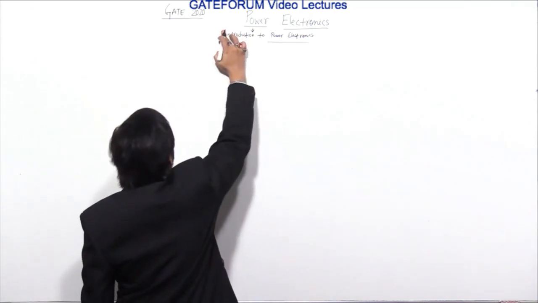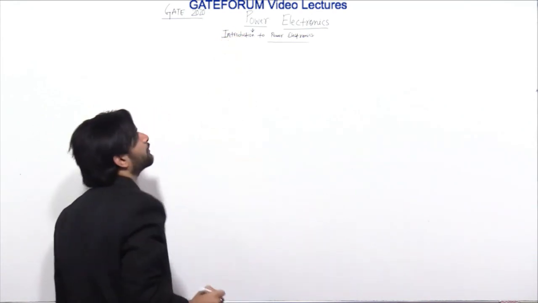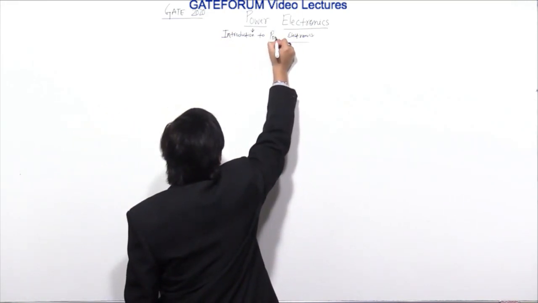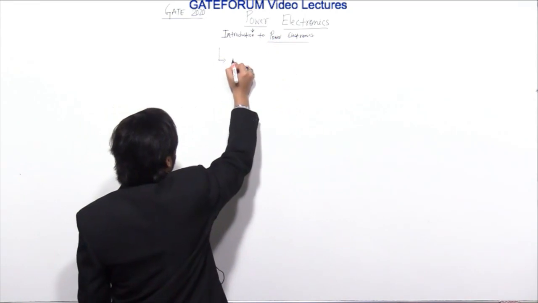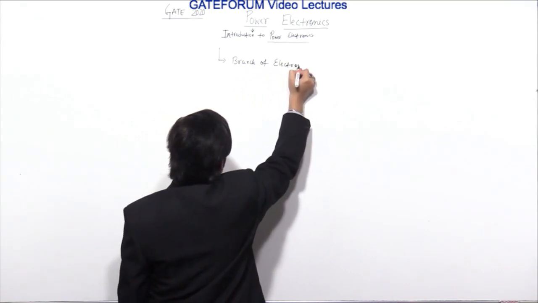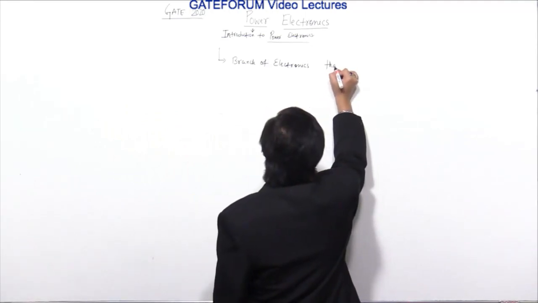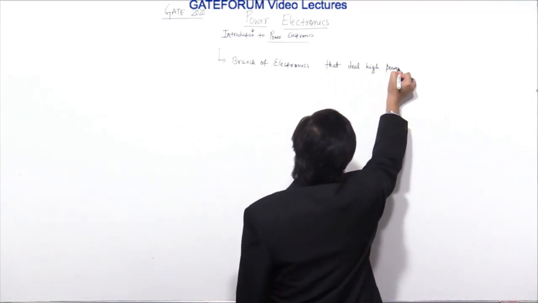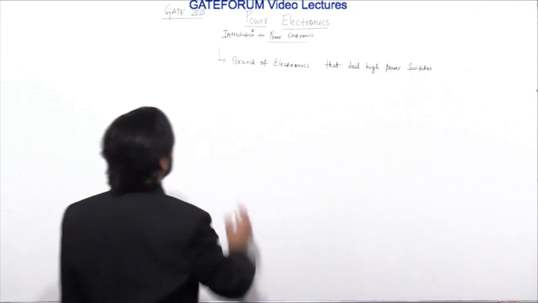Now see, first of all, what is power electronics? First of all, it is a branch of electronics that deals with high power switches to meet high power requirement.